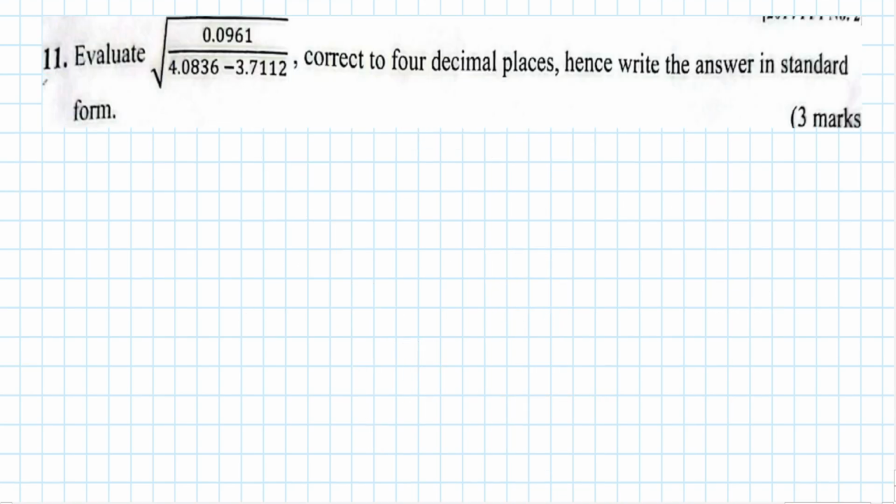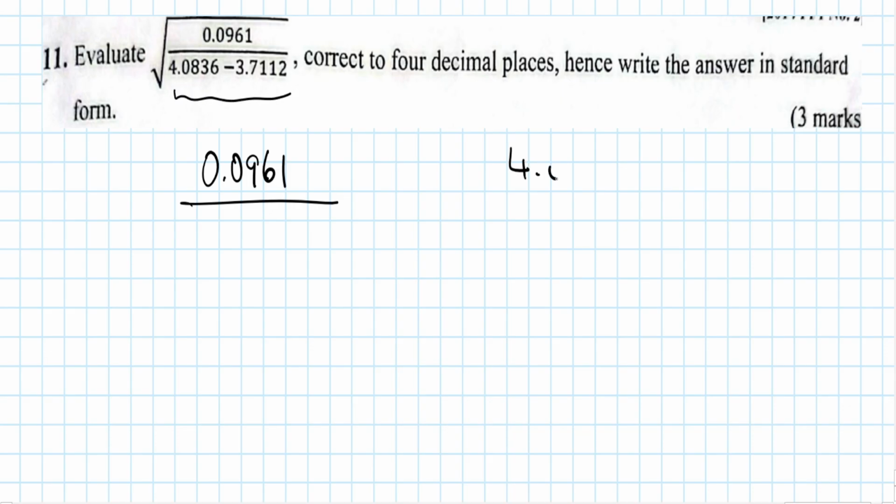Okay, let's finish up with this question. We remain with 2 more questions. Evaluate 0.0961 over the square root of 4.0836 minus 3.7112, correct to 4 decimal places. Hence, write the answer in standard form. A very tricky question. So obviously, your numerator just remains this. For the denominator, we need to subtract this one.